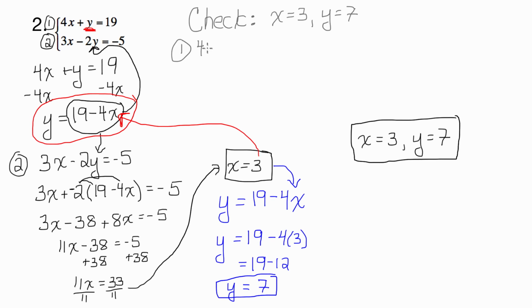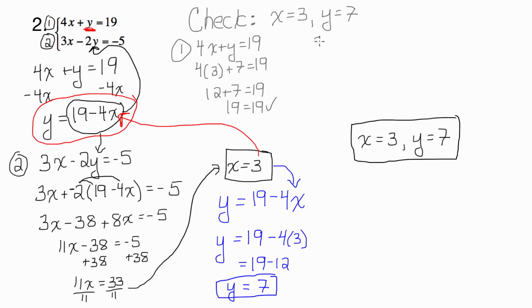So 4x plus y, we want to know, does that equal 19? So 4 times 3 plus 7, because x is 3 and y is 7, does that equal 19? And we've got 12 plus 7, does that equal 19? And 12 plus 7 does equal 19. So we're good.